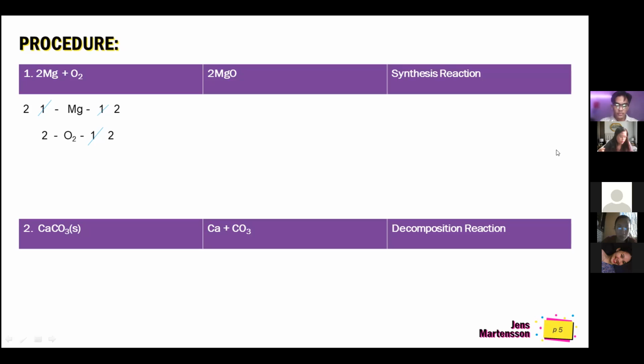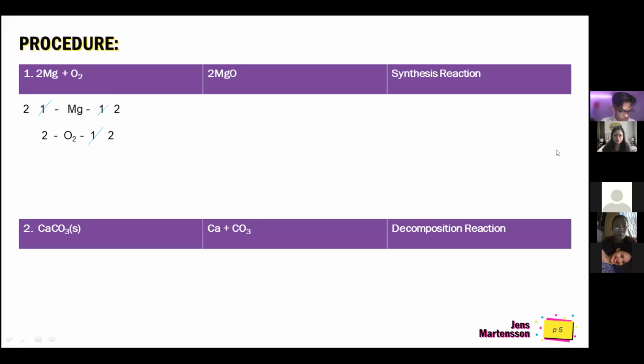Then after we predict the product, we do the balancing. First thing we do again is to write the elements found in the formula, which are magnesium and oxygen. Then we write how many magnesium there are in the formula. In the first chemical formula, the magnesium is 1. Then the oxygen is 2. Then on the other side, the magnesium is 1 and the oxygen is 2. So it is not balanced because on one side the oxygen is 2 and on the other it is 1. So we need to balance it.